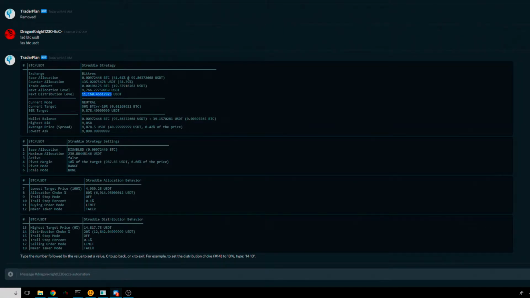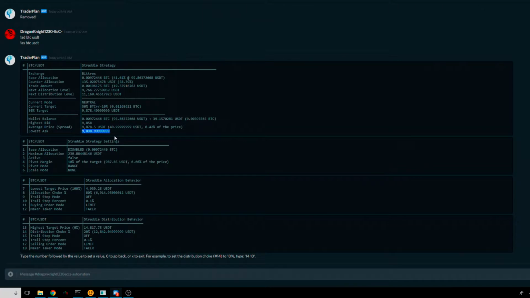The current mode is neutral, so currently it's 50% in the market, which is told to you here. The 50% target is this current price. The wallet balance is how much you have in total: that is how much BTC you've got, and that is how much USDT you've got, if that makes sense. The highest bid at the current price is this. The average between the highest bid and lowest ask is this price, and the lowest ask is currently this price.